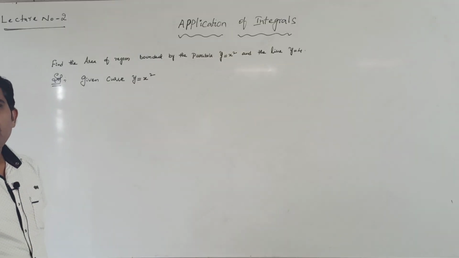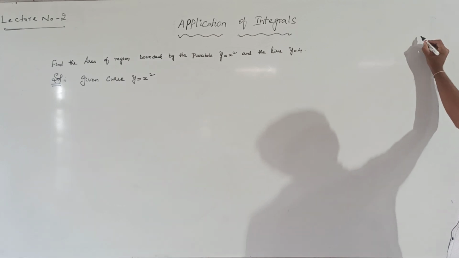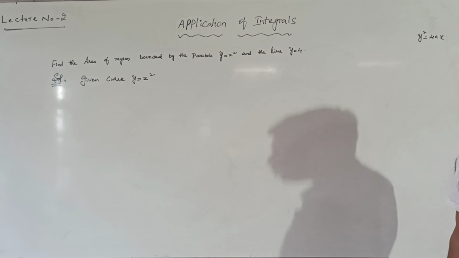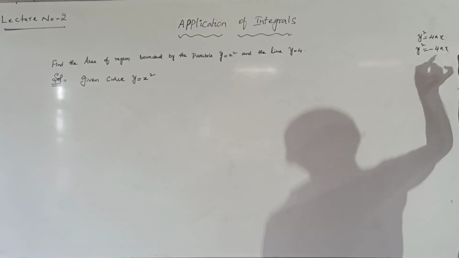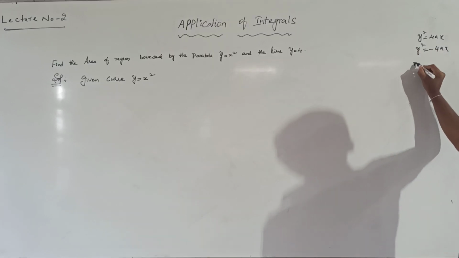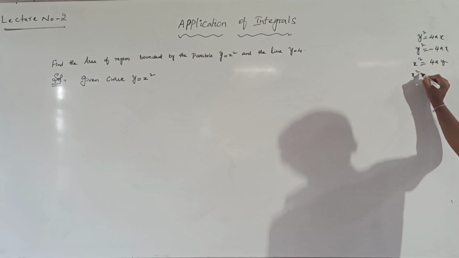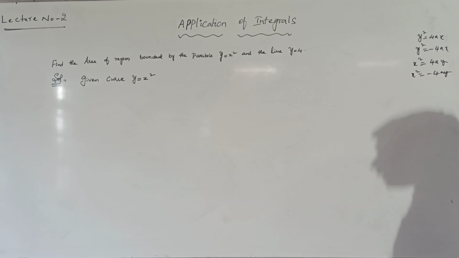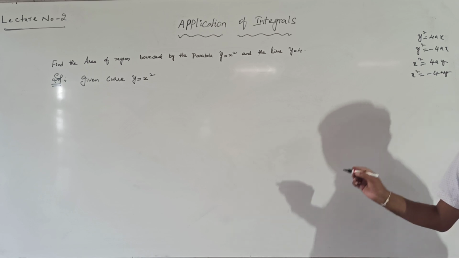So for parabola, we have 4 different forms. What are the 4 different forms? In first year we discussed: y square equals 4ax, y square equals minus 4ax, x square equals 4ay, x square equals minus 4ay. These are the 4 standard forms we discussed in first year. How the graph will be, we also know that.